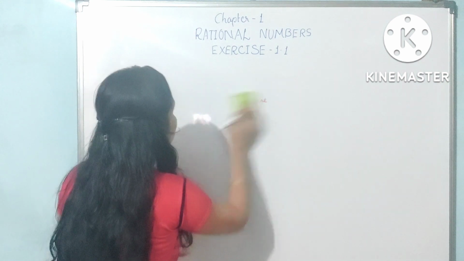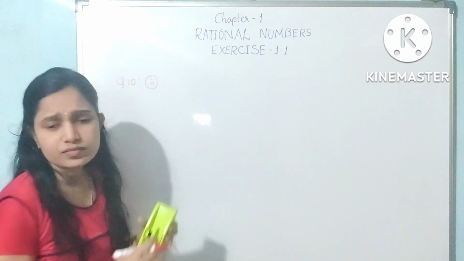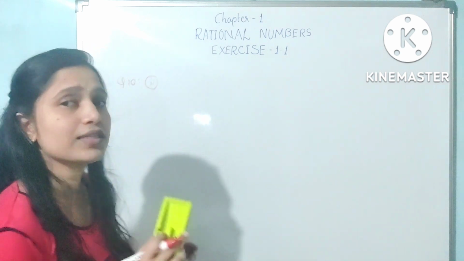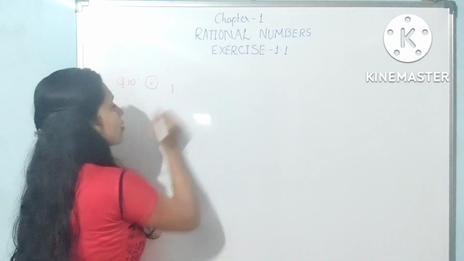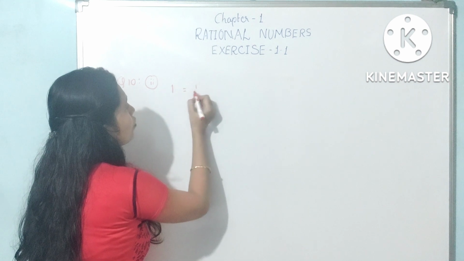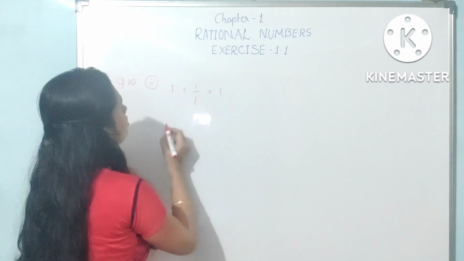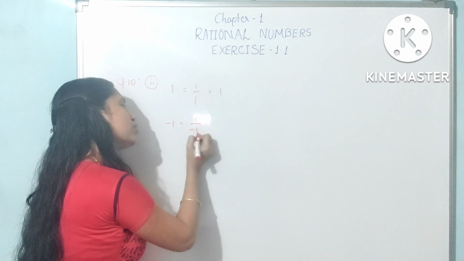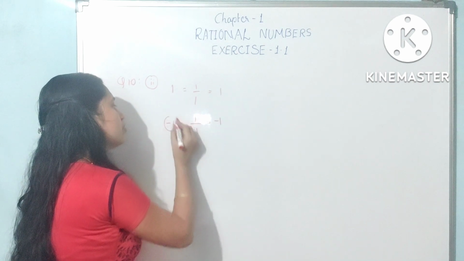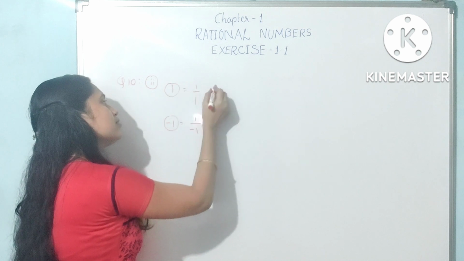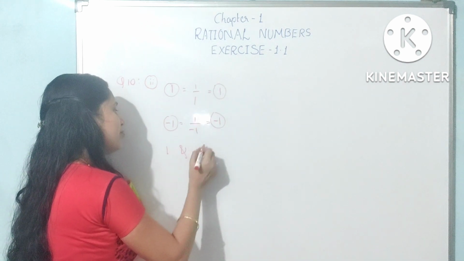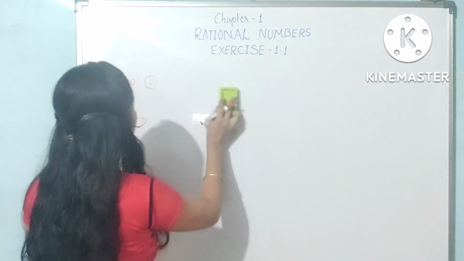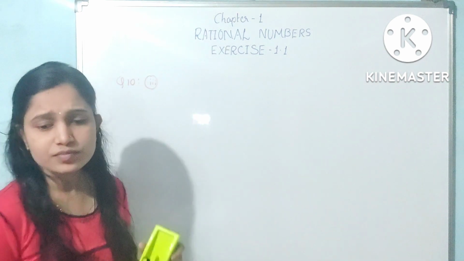Okay. The next question. The rational numbers that are equal to their reciprocals. Let's take 1. What is the reciprocal of 1? 1 by 1, which is equal to 1. Let's take minus 1. The reciprocal of minus 1 is 1 by minus 1, which is equal to minus 1. Is the value the same? Yes. So the answer is 1 and minus 1. Simple, right?